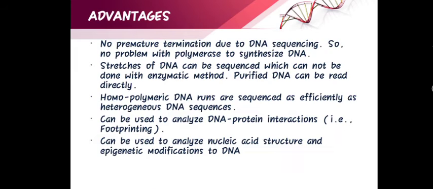Now, what are the advantages of this technique? No premature termination during DNA sequencing takes place. Then, homopolymeric DNA runs are sequenced as efficiently as the heterogeneous DNA sequences. It can be used to analyze nucleic acid structures and epigenetic modifications of DNA. The stretches of DNA can be sequenced which cannot be done by the enzymatic method. Then it can be used to analyze DNA protein interactions like DNA footprinting.